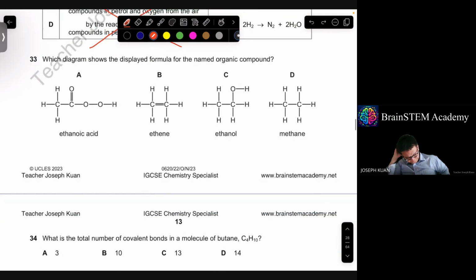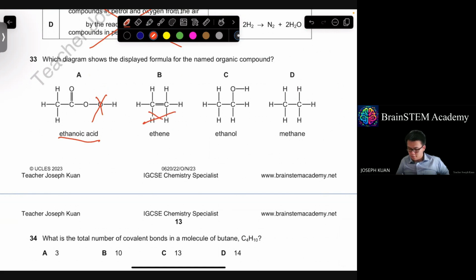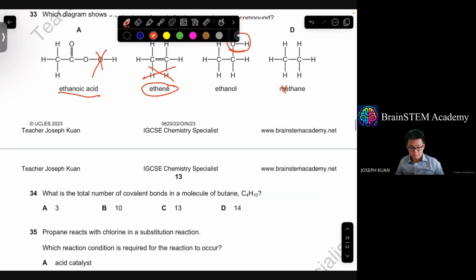Moving on to the next. Which diagram shows the display formula for the named organic compound? A is something weird. It's not ethanoic acid. Actually, it has an extra O. B, it violates the octet rule. Ethene should not have C2H6, but instead it should be C2H4. C is indeed ethanol, has 2 carbons and has a hydroxyl group. And then D is not methane, but an ethane molecule.